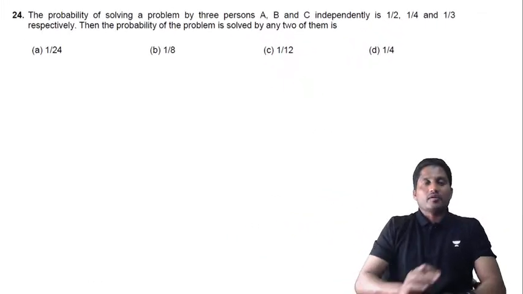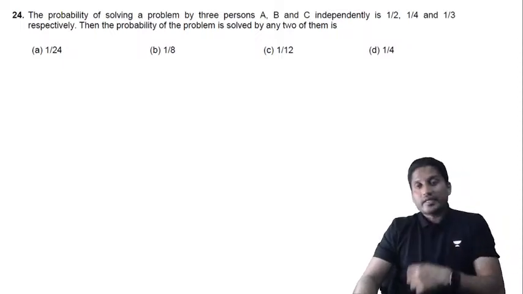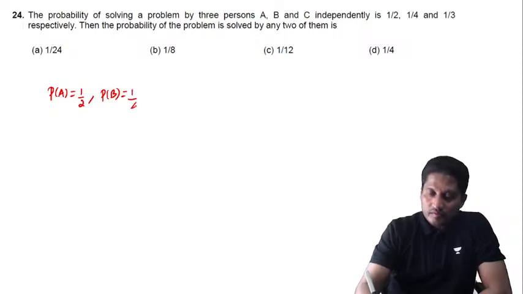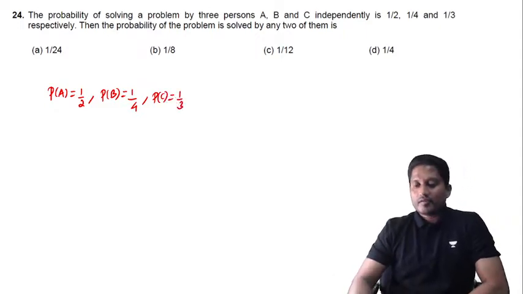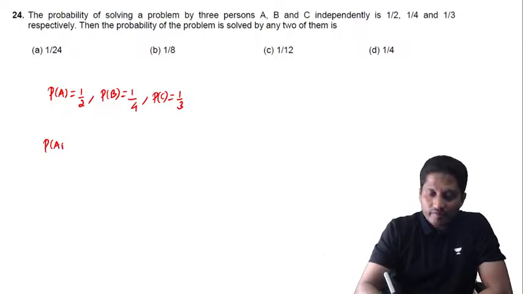Question number 24. The probability of solving a problem by 3 persons ABC independently is 1 by 2, 1 by 4, 1 by 3. So A solving is 1 by 2, B solving is equal to 1 by 4, and C solving is equal to 1 by 3. Then the probability that the problem is solved by any two of them. That is, A will solve, B will solve, C will not solve. Again, A will solve, B will not solve, C will solve. Or A will not solve, B will solve and C will solve.